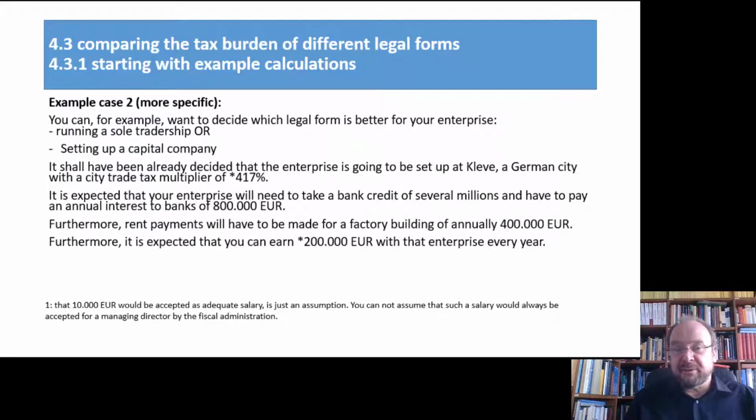Now, we also expect that your enterprise will need to take up a bank credit of several millions and have to pay an annual interest to banks of 800,000. Furthermore, there will be rent payments for a factory building of 400,000 per year. And it is expected that you can earn 200,000 profit with that enterprise every year. Okay.